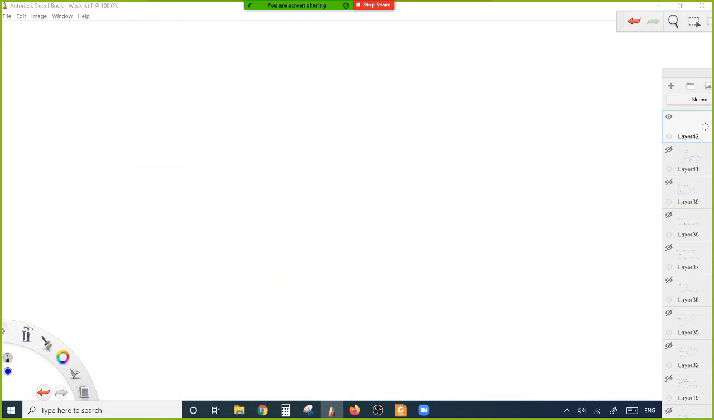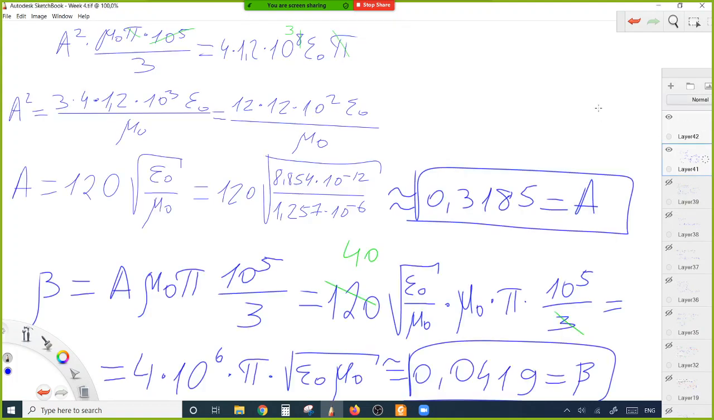The next problem in our plan is related to the boundary conditions.